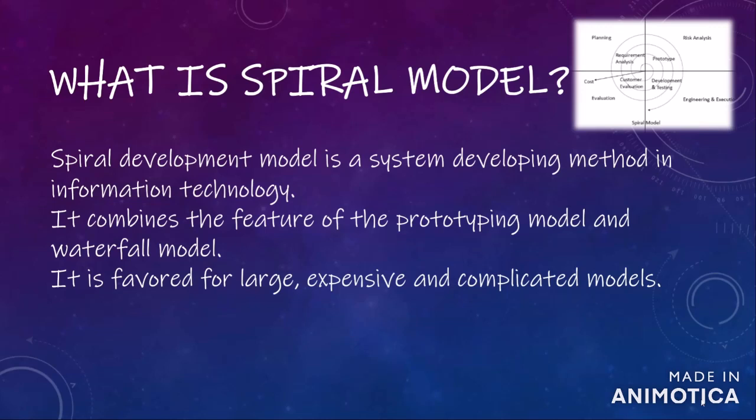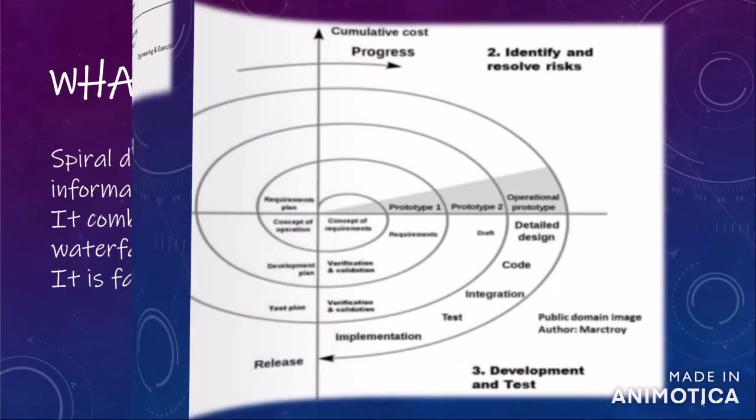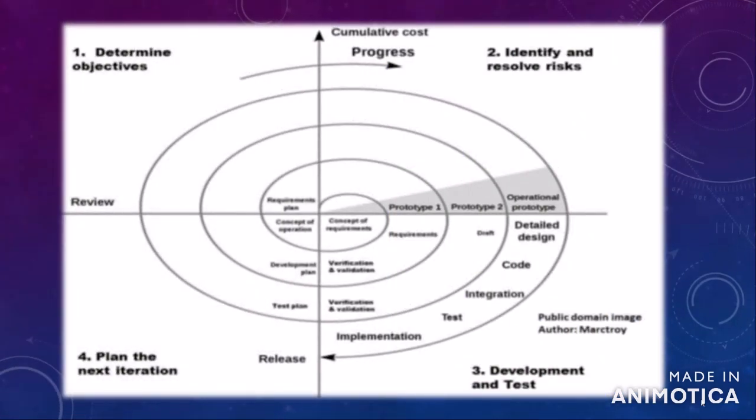What is spiral model? Spiral development model is a system developing model in information technology. It combines the features of the prototyping model and waterfall model. It is favored for large, expensive and complicated models. This is the spiral model.